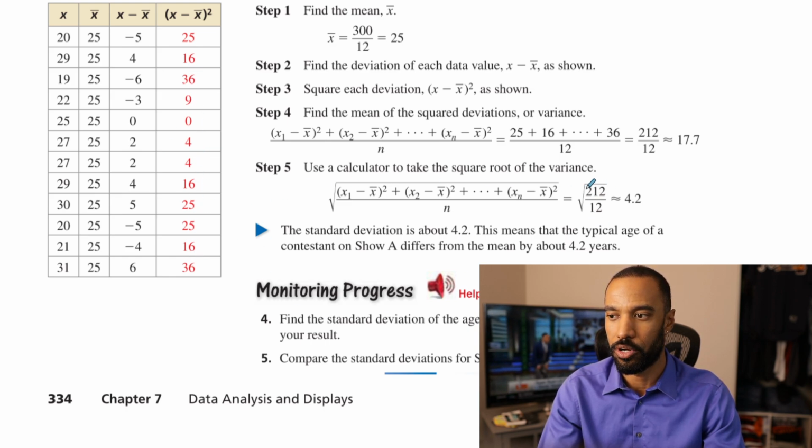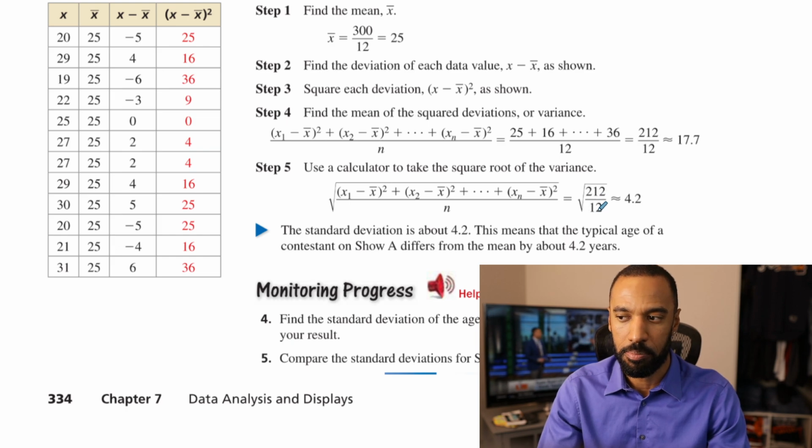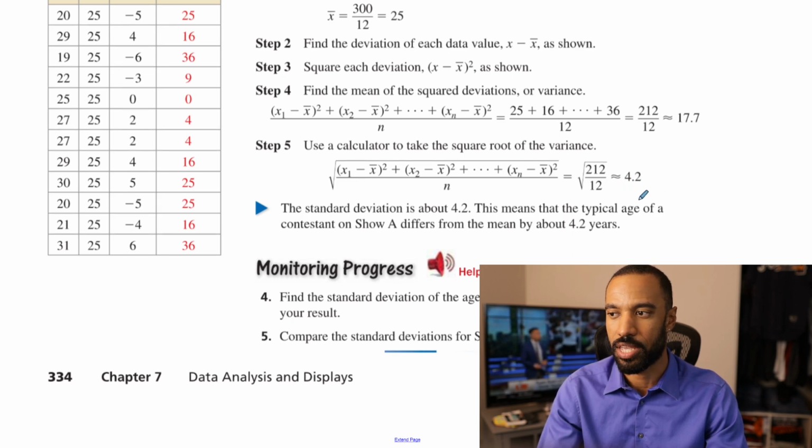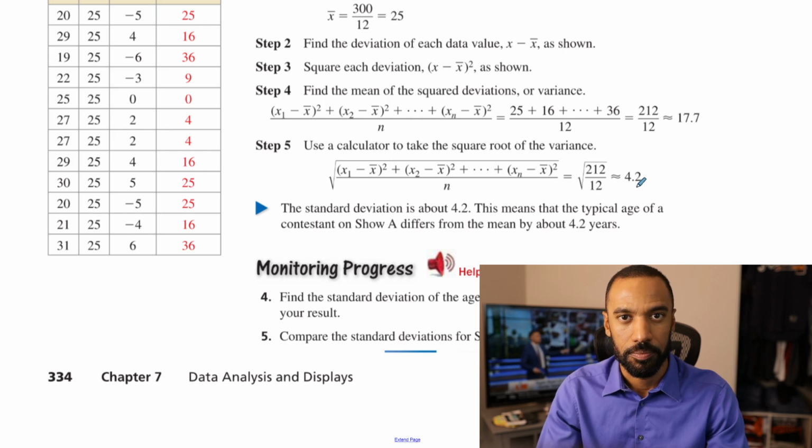Okay, these all add to 212. You divide by how many people there are, how many contestants. There are 12 of them. And you take the square root of that number. Now they're rounding to the nearest tenth. I'll make sure to do the same thing. And you get about 4.2.